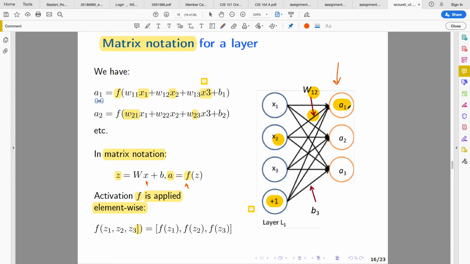And by the way, the notation is that when you have W12, you are saying the weight that connects the first neuron in this layer, that is the higher layer, to the second neuron in the preceding layer. So this is 1 to 2. So this line will be W22, this line will be W21. And don't forget the bias.